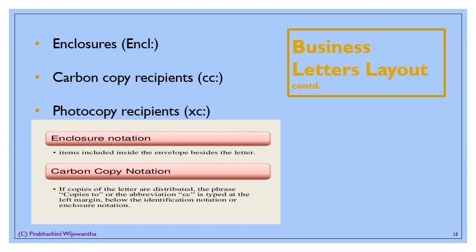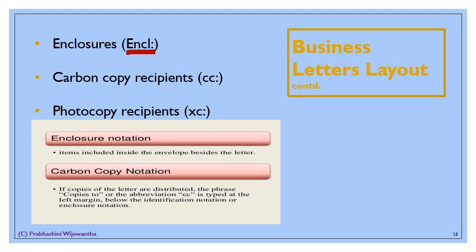So we refer to enclosures in short using ENCL. So in the letter, they put the word ENCL and then they list out the attachments. So then the reader can go through the attachments. And in case one of the enclosed attachments, one of the enclosures, is missing, the reader can find it out and inform the writer.